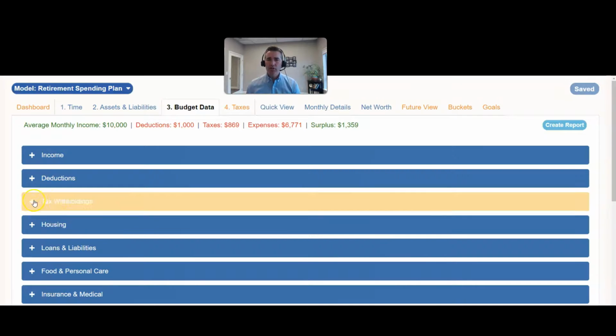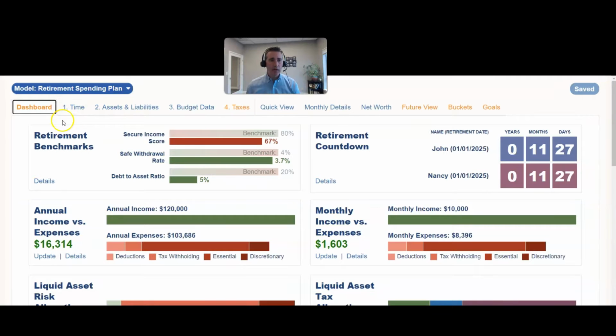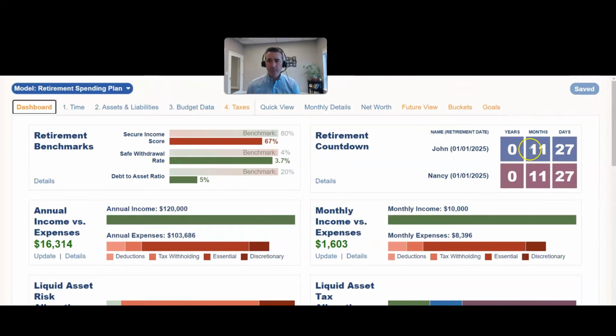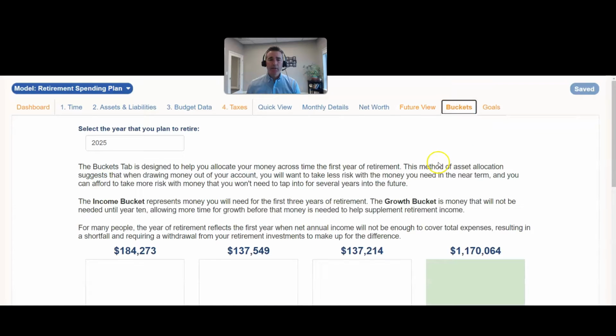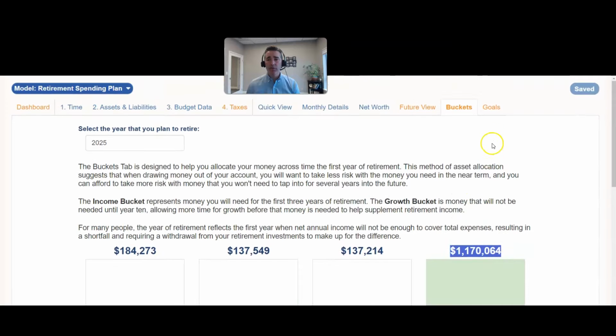A couple other features that are advanced on the calculator are, number one, you've got the dashboard that gives you a picture of your overall whole financial situation, including a countdown timer to retirement. We've got the future view that we talked about. The Buckets tab helps you visualize how to diversify your money across time segments. So if you need money that you're going to spend in the first couple of years of retirement, you want that to be low risk, and money that you're not going to have to touch for a long period of time, you can be more aggressive with.